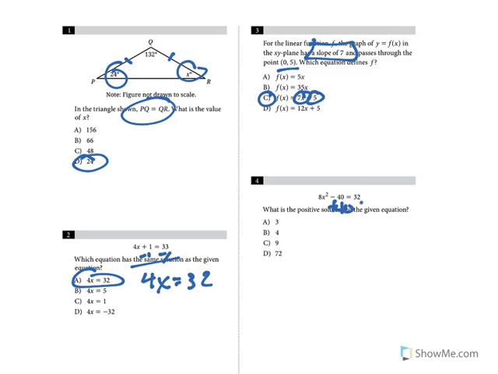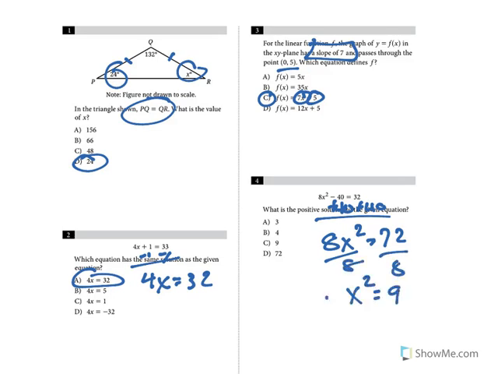Number 4, we know we're going to add 40. We get 8x squared is equal to 72. We realize that x squared is equal to 9. Taking the square root means x can be equal to plus or minus 3. They're asking us for the positive root, so we end up with positive 3.